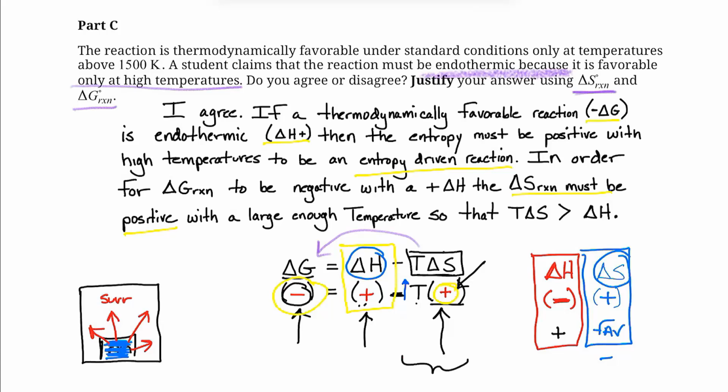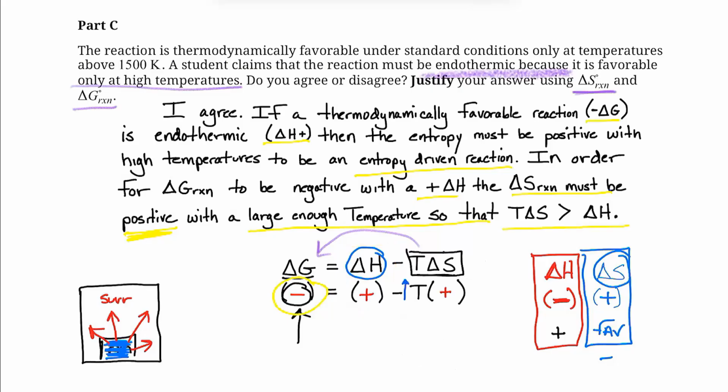And so I'll say it again. In order for delta G to be negative with a positive delta H, that's the claim, delta S of the reaction must be positive with a large enough temperature so that, here's the winner right here, T delta S is greater than delta H. And again, why?